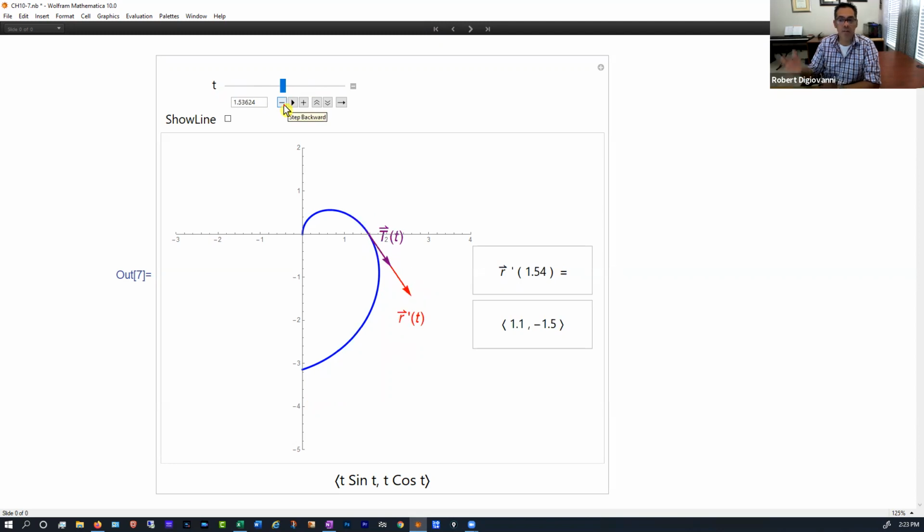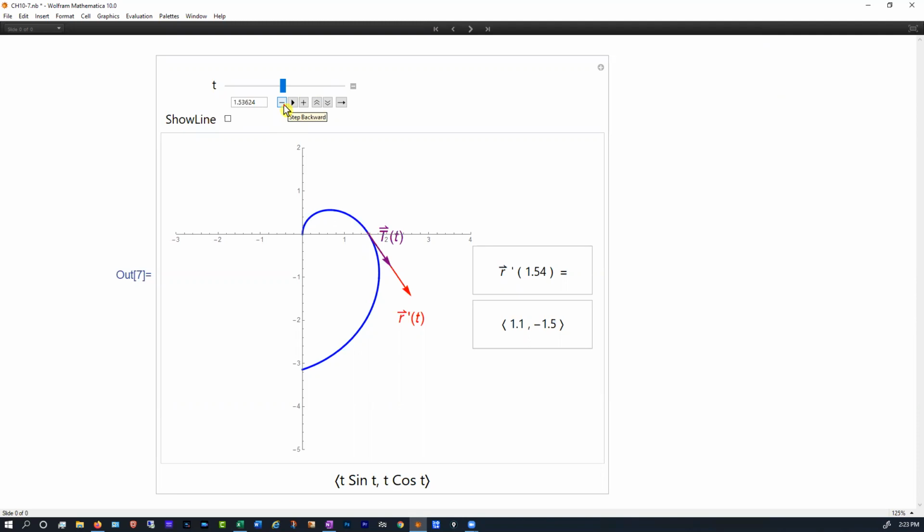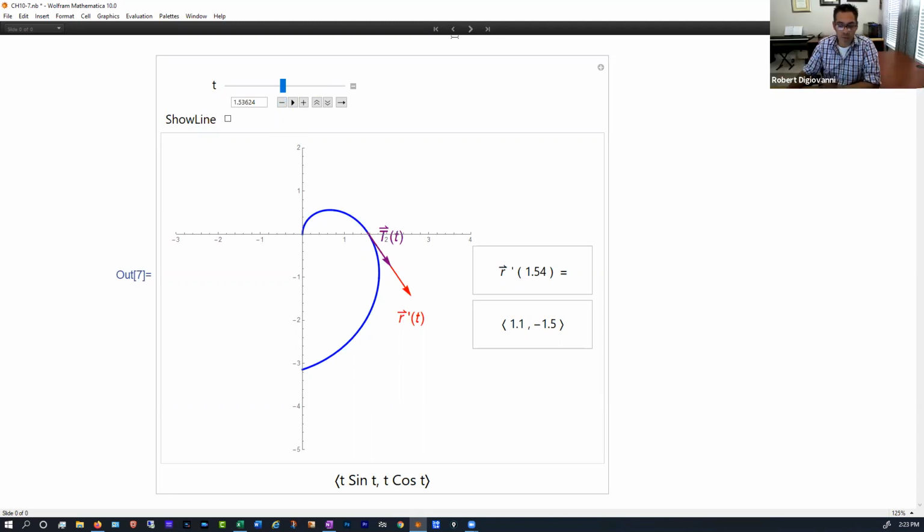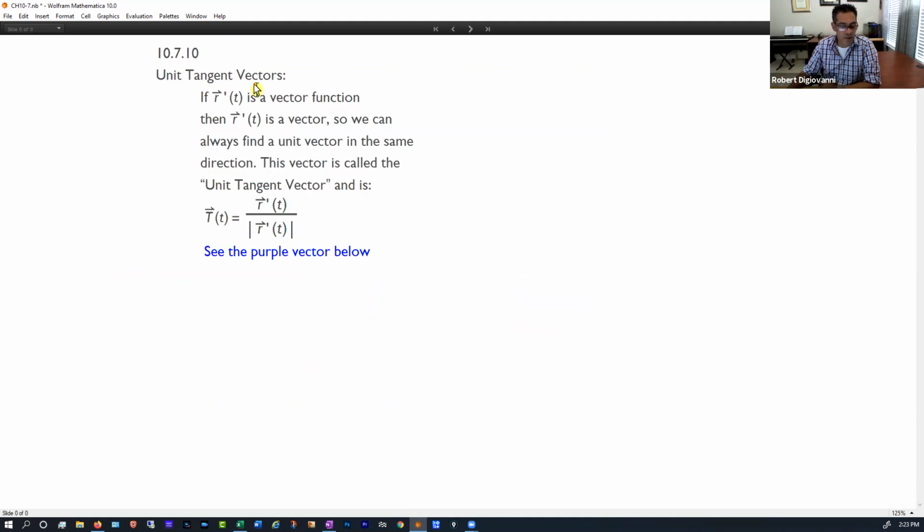And we know how to make unit vectors. We've done unit vectors before. Remember how to make the length of a vector 1? You divide by its magnitude. Yeah, you just divide it by its magnitude, by its own length. So that will be our definition for a unit tangent vector. r prime of t is a vector, so we can always find the unit vector in the same direction. This is called the unit tangent vector. All you do is take the derivative vector and divide it by its own length. And that will create this new thing called the unit tangent vector.